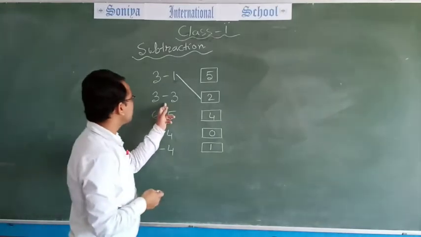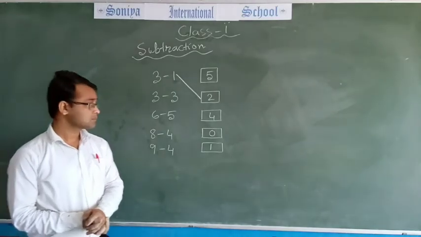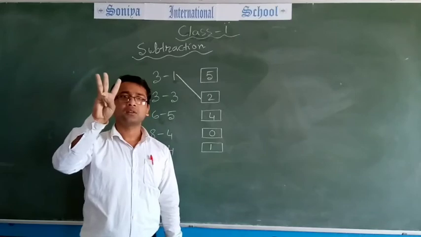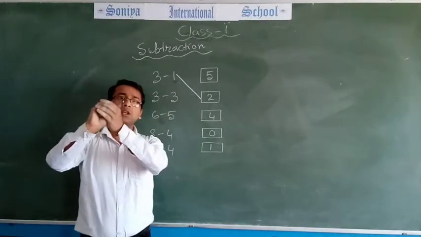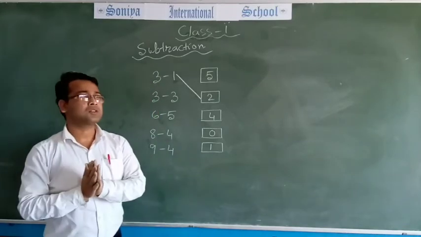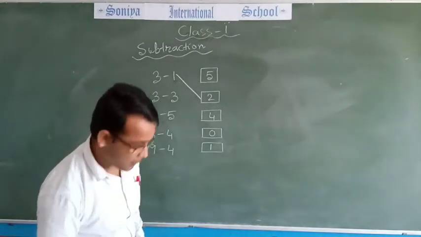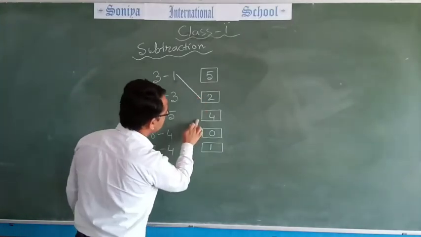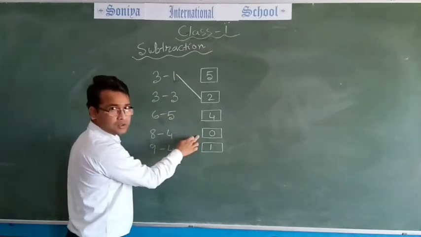Second one, 3 minus 3. 1, 2, 3 and minus 3. 1, 2, 3. How many left with me? Nothing. Nothing means no more fingers. That means 0. I found 3 minus 3 is equal to 0.